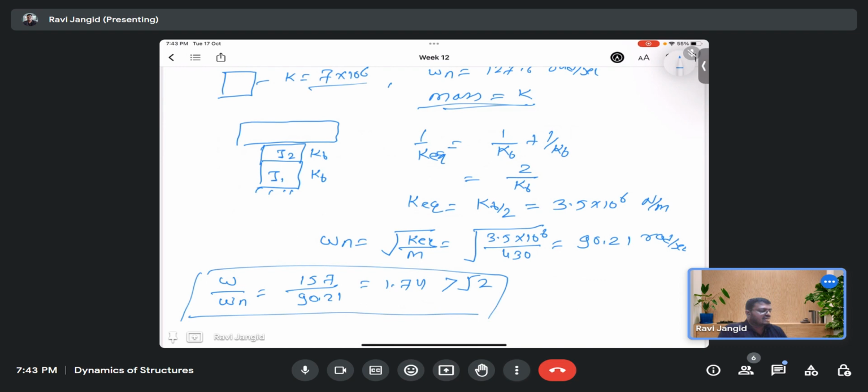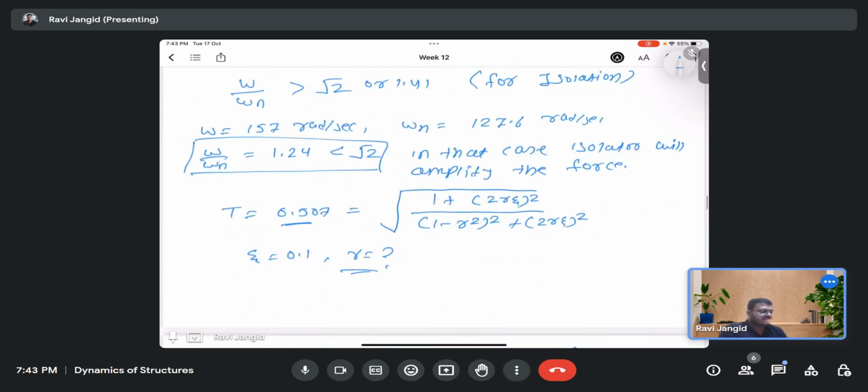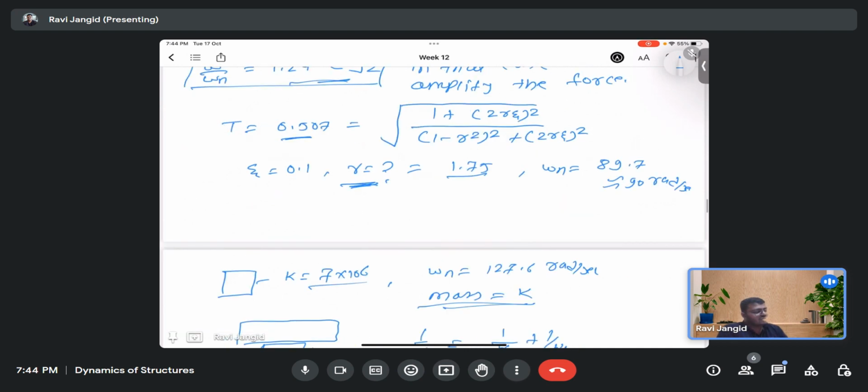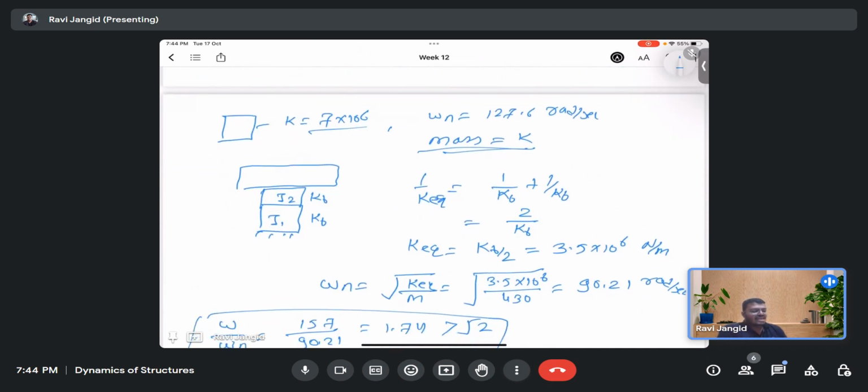So initially it was not satisfying the condition. Either we calculate R; if you solve this, you will get R equal to 1.75. From this you will get the omega n required, 89.7 or about 90 radian per second. So for this, what we can do is put two isolators in series.